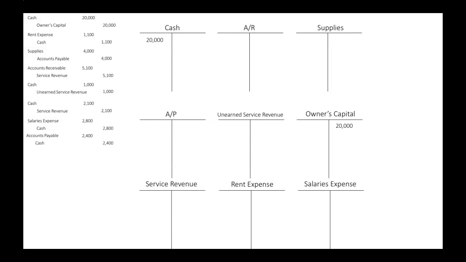So now we can just keep moving down the list. The next one, a debit to rent expense of $1,100 and a credit to cash of $1,100. So we'll put those into the rent expense and cash T account. Our third entry, a debit to supplies of $4,000 and a credit to accounts payable of $4,000, will look like that. We'll put the $4,000 on the debit side of supplies and the $4,000 on the credit side of accounts payable.